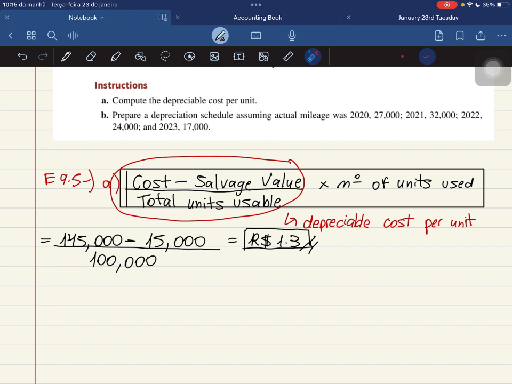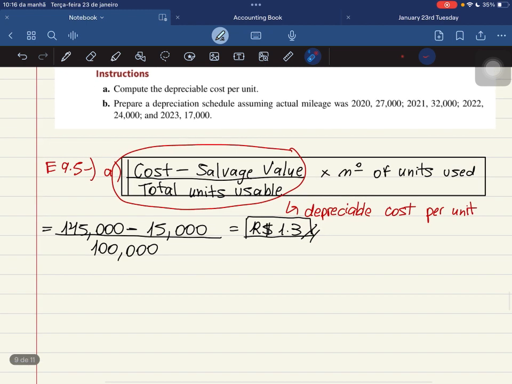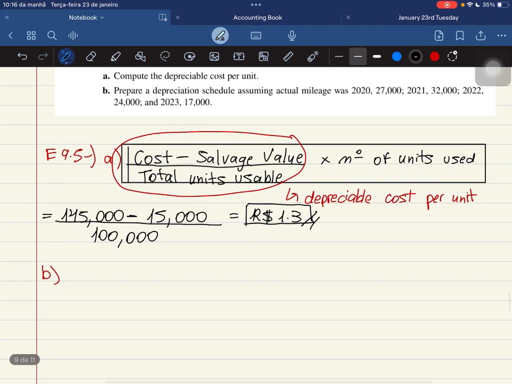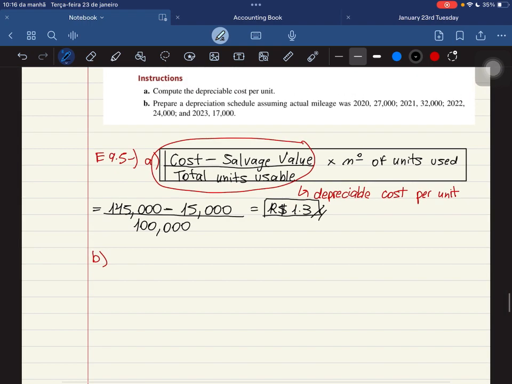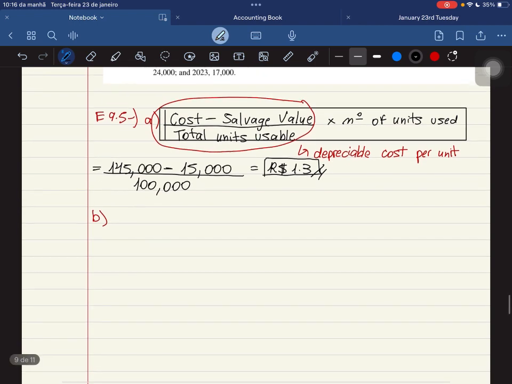If you were to move on and multiply this number, the depreciable cost, by the number of units used, you would have the depreciation expense, but this is not what they're asking us in letter A. Let's see what B says. Prepare a depreciation schedule assuming that actual mileage was in 2020 27,000, and then 32,000, 24,000, and 17,000.